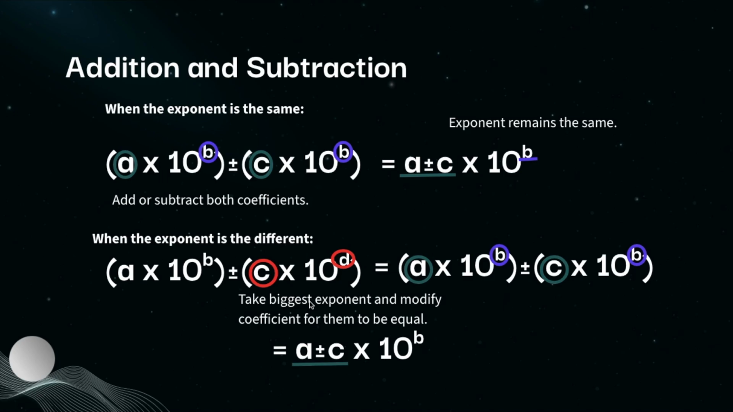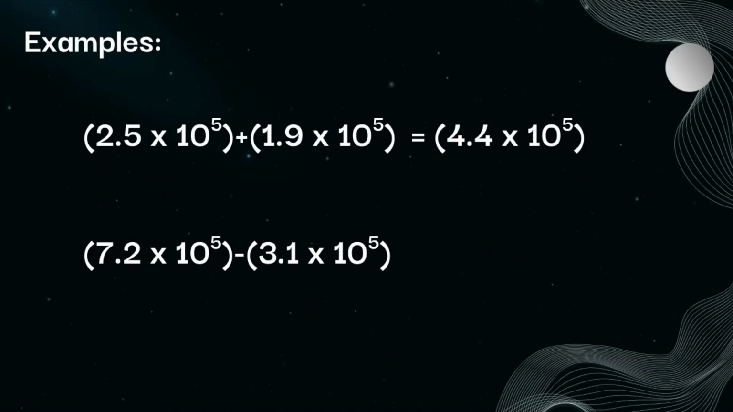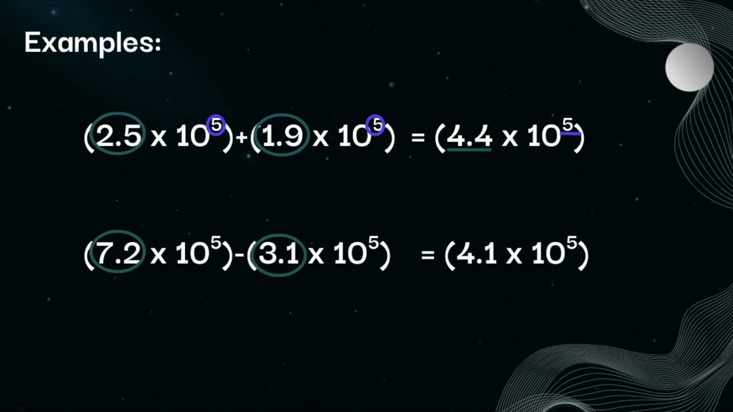Here we have a pretty simple addition and subtraction, both with the same exponent. Here we just have to add both coefficients, which gives us 4.4, times 10 to the 5. So the exponent remains the same. And same here, but instead of adding, we subtract the coefficients. This gives us 4.1, and the exponent remains the same, so it will be 5.